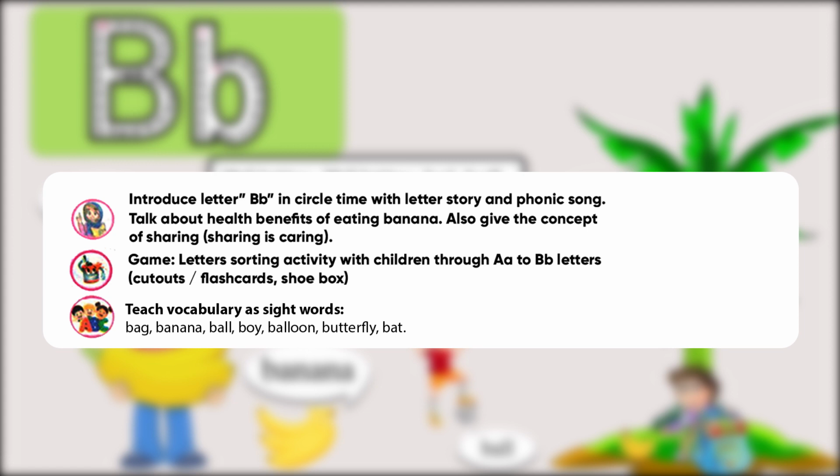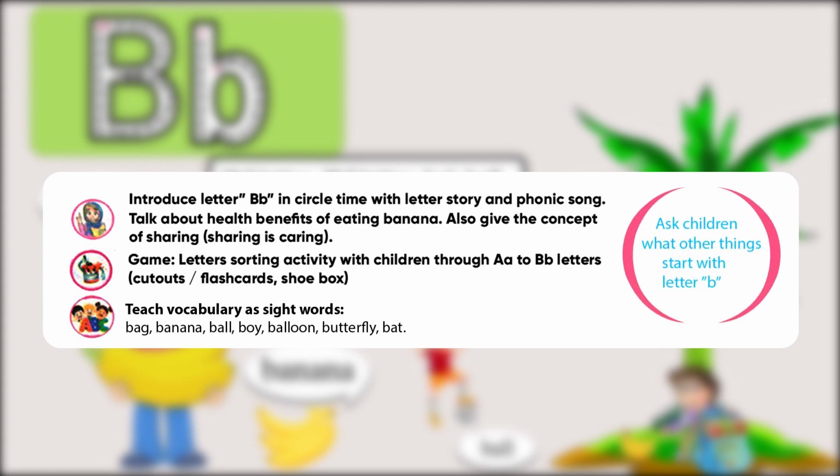Game. Letter sorting activity with children through A to B letters. For example, cutouts, flashcards and shoebox. Teach vocabulary as sight words. Repeat the words bag, banana, ball, boy, balloon, butterfly and bat. Ask children what other things start with letter B.